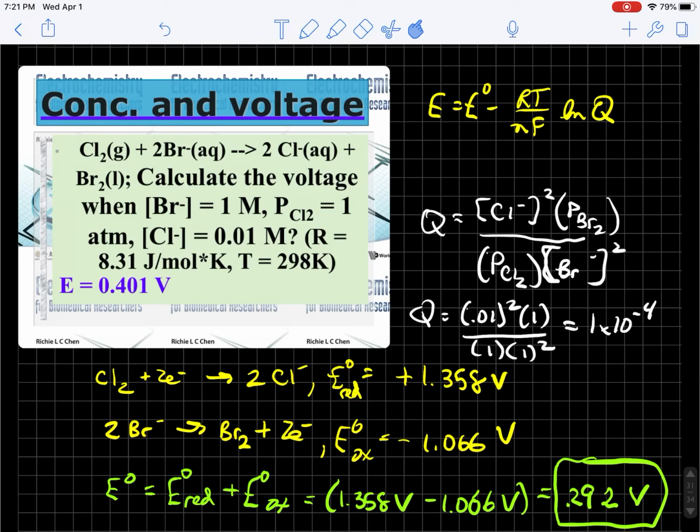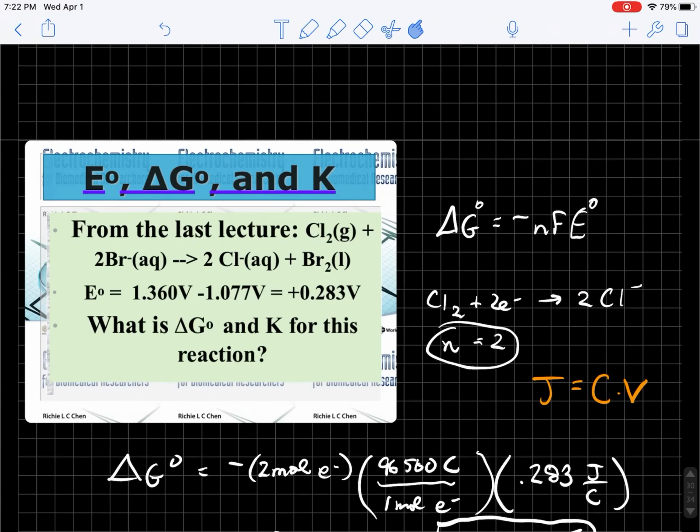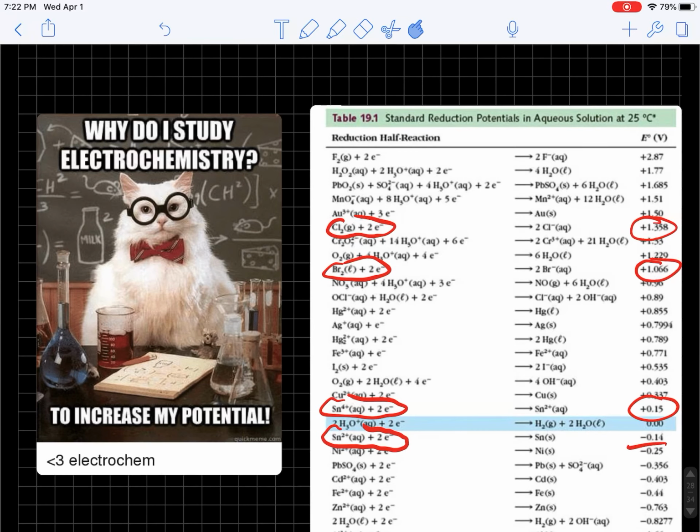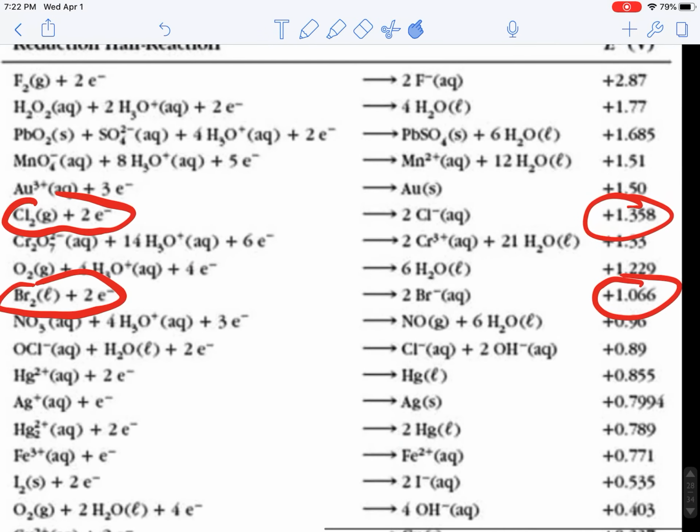So in order to get the overall E naught, what I did was I looked up the chlorine reduction potential and the bromine oxidation potential. So I'm going to go back to that chart.